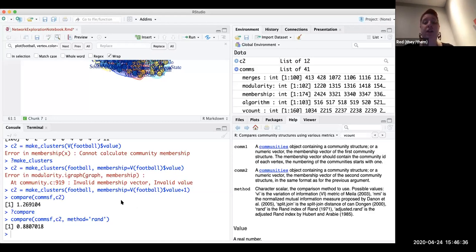Again, all of the networks that I downloaded are all on Mark Newman's website. You can also pull in data from a CSV file.